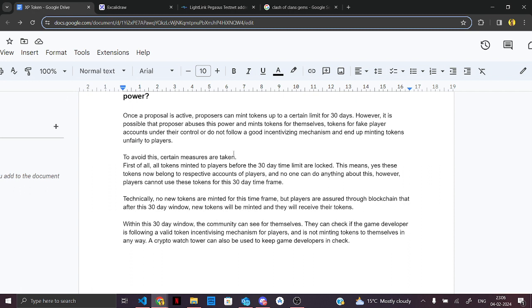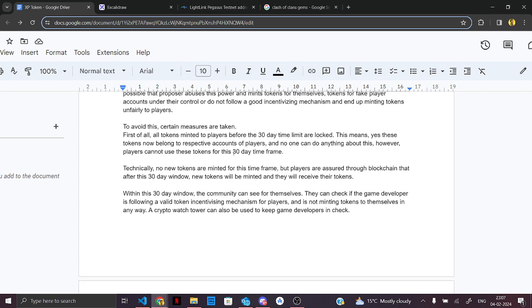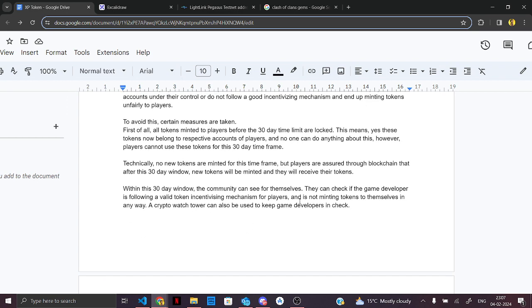So right now no new token is minted, but you can say a promise token is minted. You can say this in such a way that it is assured that after 30 days a new token will be minted for players who have earned their token. Now, within this 30-day window, the community can see for themselves.